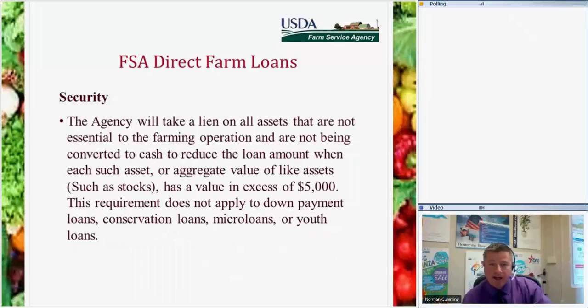We will take a lien on the assets, anything over $5,000. We like to do what's called a UCC through each state. So it's something to look at, but we don't require that for conservation loans, microloans, or youth loans.